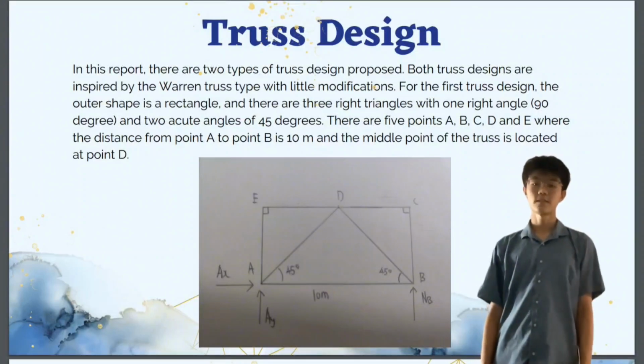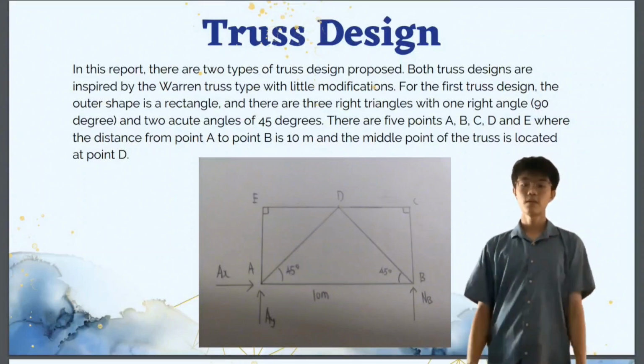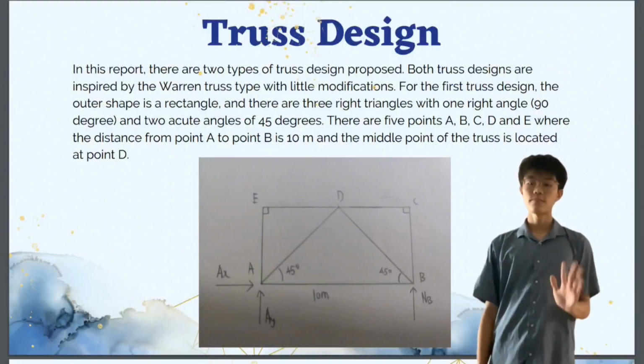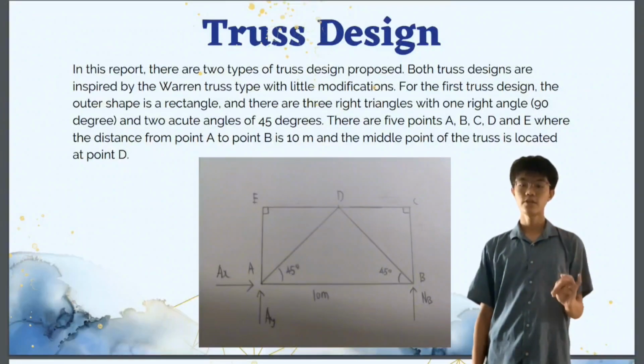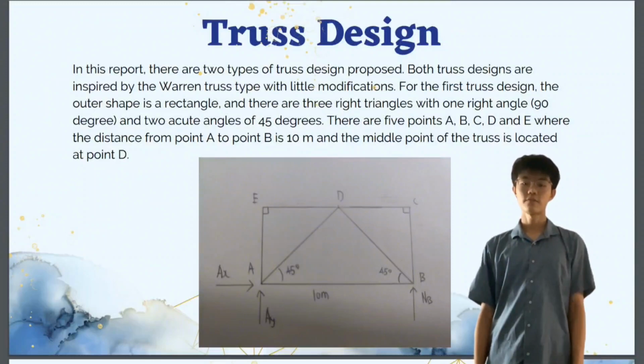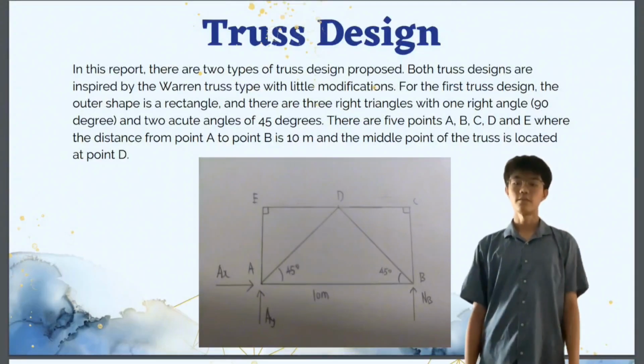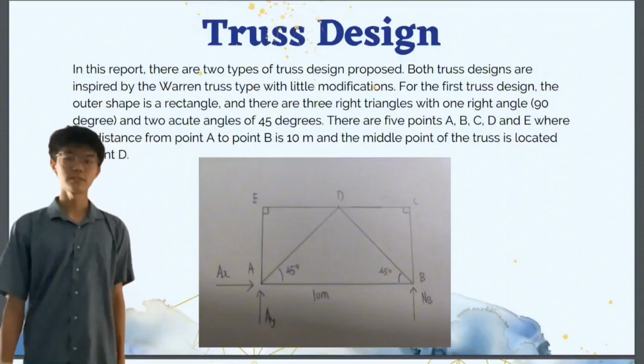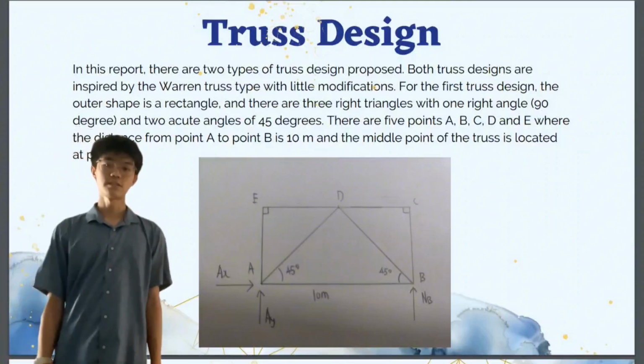For the first truss design, the outer shape is a rectangle and there are three right triangles, each with one right angle of 90 degrees and two acute angles of 45 degrees. There are 5 points, point A, point B, point C, point D and point E, where the distance from point A to point B is 10 meters and the middle point of the truss is located at point D. So as you can see on the slides, this is the first truss design.